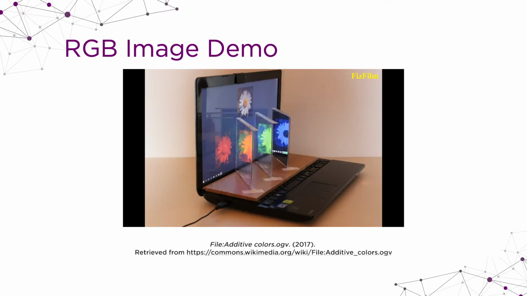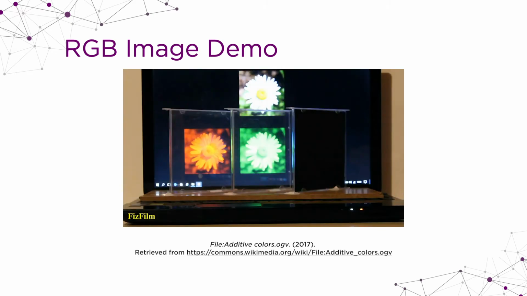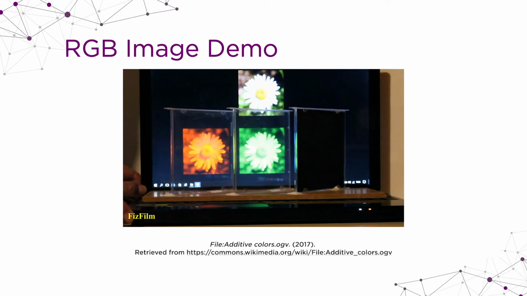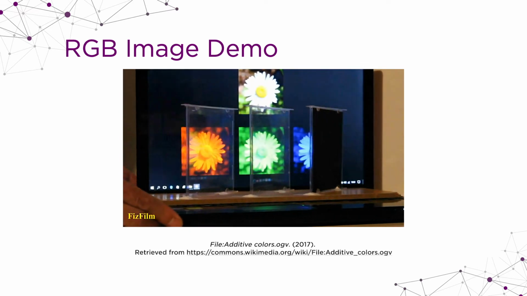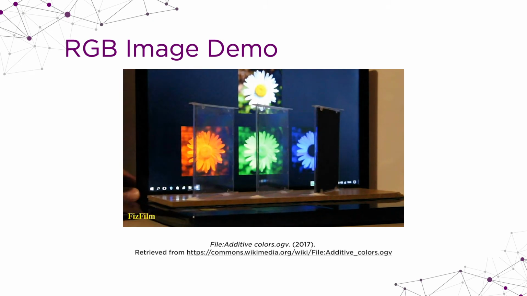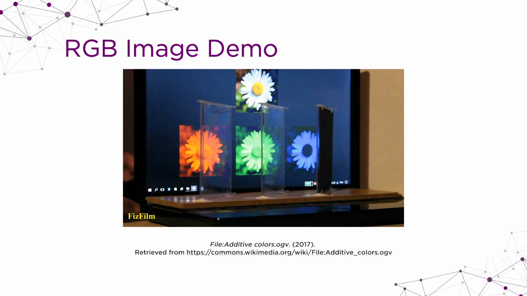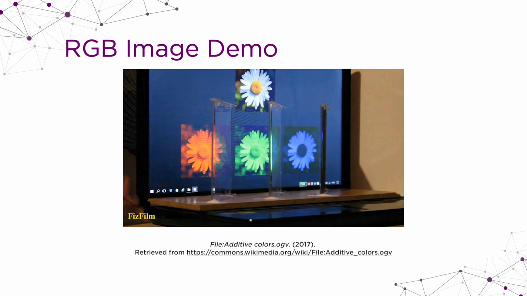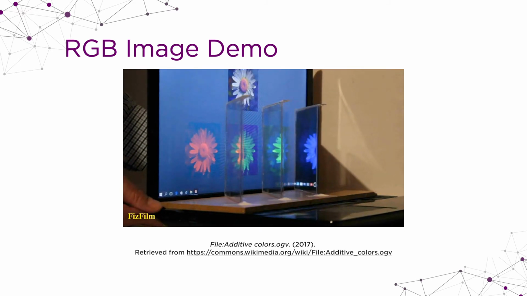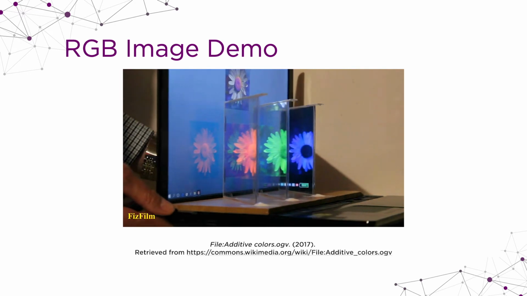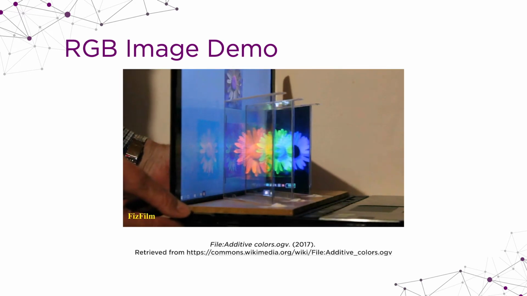Yes. So we have a laptop. And the person has taken an RGB image and split it up into its R, G, and B components. So we have the red component of the flower, the green component of the flower, and the blue component of the flower. And in a very clever setup, he took these CD cases and is going to now reflect the red, the green, and the blue on the CD cases.